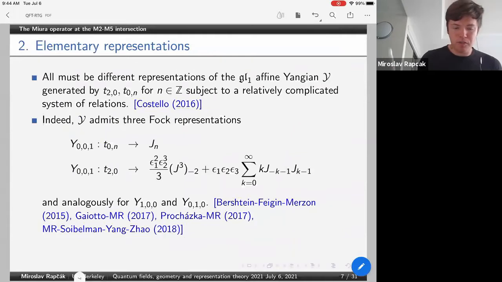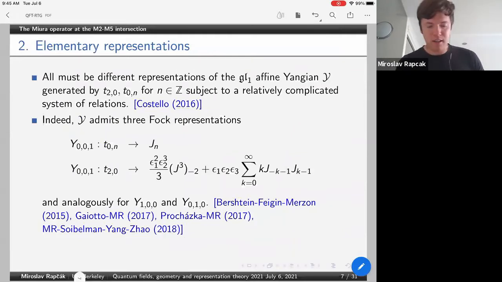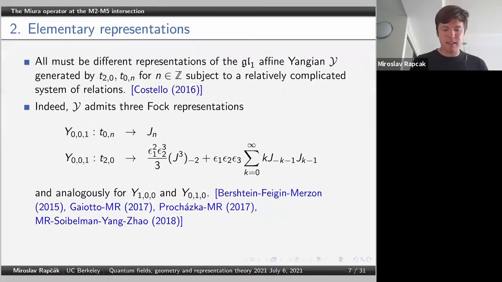Okay, so the first statement is that according to Kevin Costello, all of these must be different representations of the GL1 affine Yangian. So let me just briefly tell you what the GL1 affine Yangian is. It is an algebra generated by two generators that I denote as T20 and T02, for an arbitrary integer. You will see the reason for the notation that I introduce here later on when moving to the M2 brane algebras, at least hopefully. But anyway, we have these generators, and they satisfy a relatively complicated system of relations.